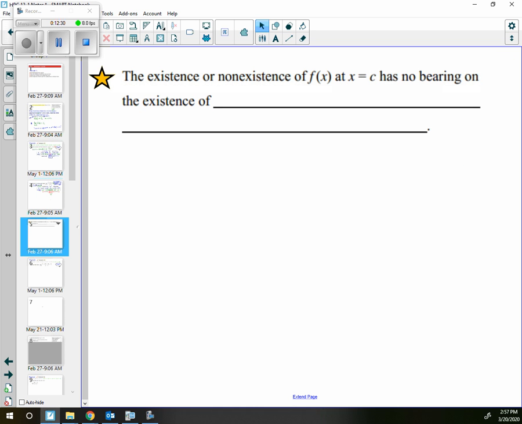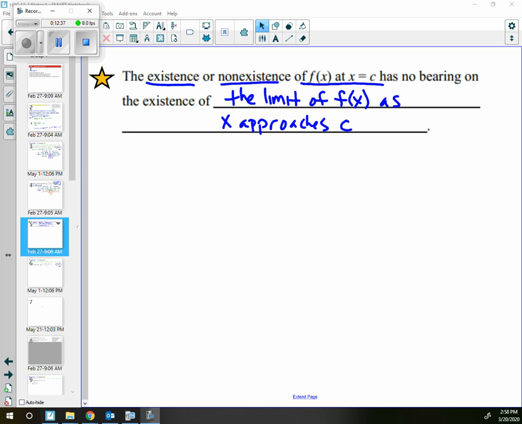All right, so this is the really, really big important idea here for looking at limits. The existence or non-existence of the value of the function at x equals c, so whether or not c is in the domain of your function, has absolutely no bearing on the existence of the limit. The limit can exist even if the value of the function doesn't. So if it approaches the same value from both sides, it's still going to have a limit.